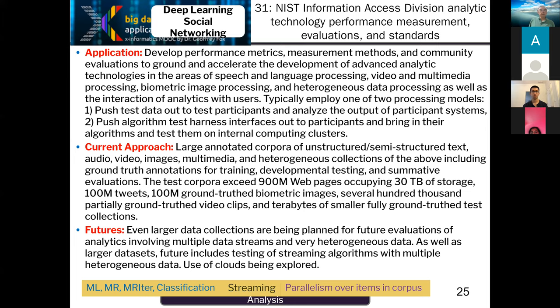And so NIST has a project which is effectively producing benchmarks. They have that handwriting benchmark, but they also have many other benchmarks. And they claim here that they have 30 terabytes and 100 million tweets and 100 million images and so on. And obviously these images have to be ground truth. They have to have a label with them telling you what the image really is.